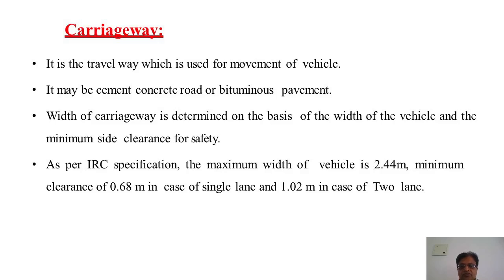As per the IRC specification, the maximum width of a vehicle in India is 2.44 meter and the minimum clearance is 0.68 meter in case of a single lane and 1.02 meter in case of a two lane. So the maximum width of the vehicle manufactured in India is 2.44 meter or 2.5 meter. So there should be a clearance of 0.68 meter if the vehicle is traveling on a single lane and 1.02 meter if the vehicle is traveling on a two-lane road.